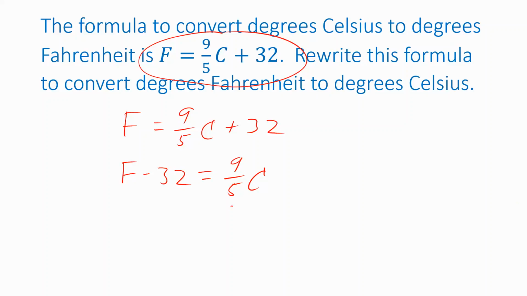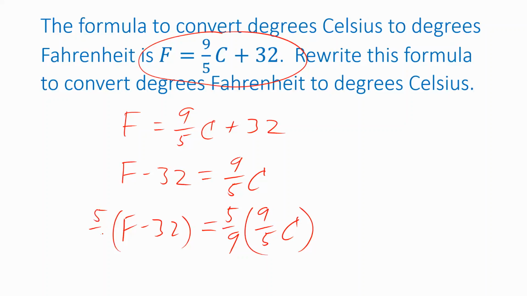Okay, and then the next thing I want to do is move this coefficient to the other side of the equation. But what's going on here is this coefficient is multiplying C. So when I moved the 32, I subtracted it because that's the opposite of this operation of addition. Now I want to do the opposite of the operation of multiplication. So to move this 9/5, what I actually want to do is divide by 9/5. And you might remember that dividing by a fraction is the same thing as multiplying by a reciprocal. So what I'm going to do is take what's already there and multiply it by 5/9. I do that to both sides of the equation.